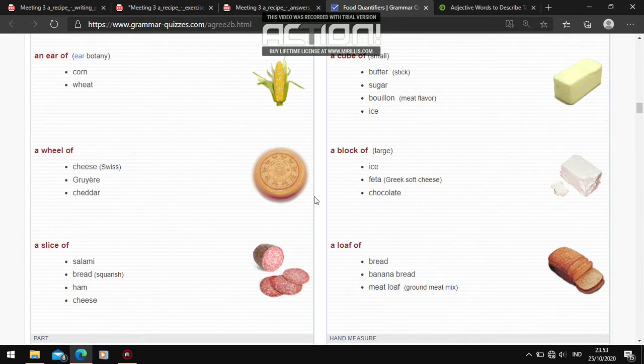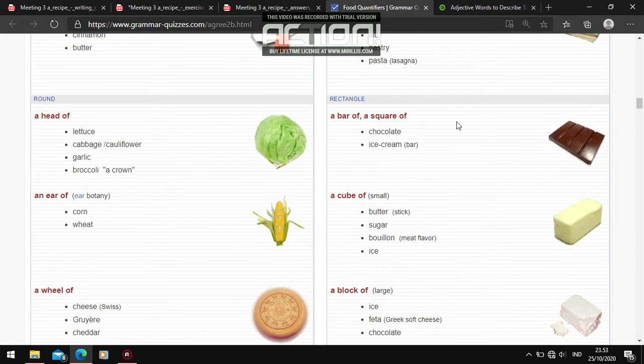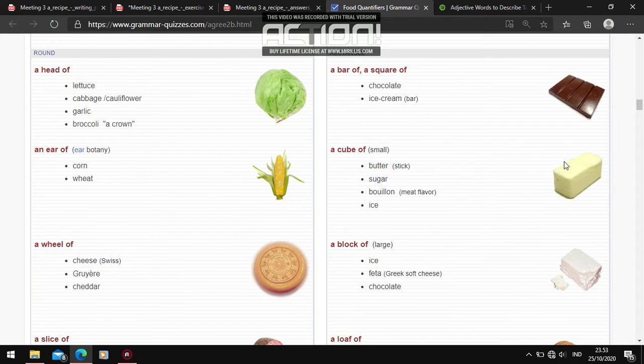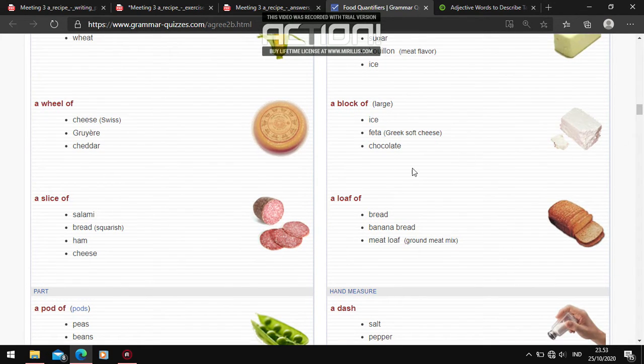Bentuknya kan kayak wheel, udah kayak roda. Ini keju yang Swiss itu yang gede itu. Ya, and then a slice of, potongan. Ya, tipo salami, bread, ham, cheese. Okay, you have a lot this one. Kalau rectangle, a bar of, a square of, a cube of, a block of, a loaf of.